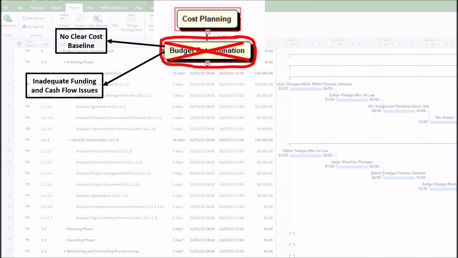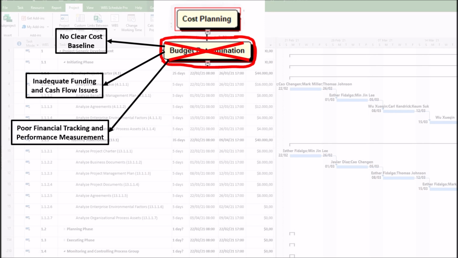2. Inadequate funding and cash flow issues. The project may face funding shortages because required resources are not allocated in advance. For example, a software development project might stall if funds for cloud services or contractors are not secured on time. 3. Poor financial tracking and performance measurement. No budget means no earned value management, making it impossible to measure cost variance and schedule variance. For example, a marketing campaign without a budget cannot track if it's delivering value for money.